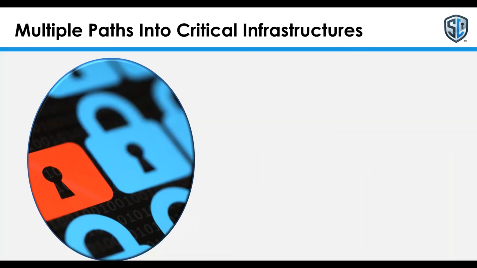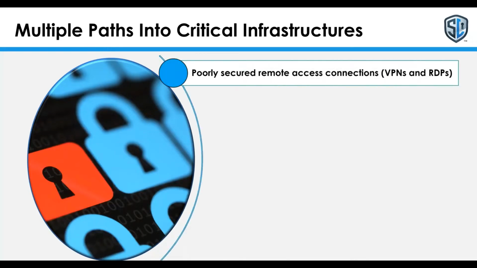So how do you get into public infrastructure? This one's a biggie, especially in 2021, 2020. Poorly secured remote access connections. We use them more and more. Everybody uses them more. VPNs and remote desktop protocol.